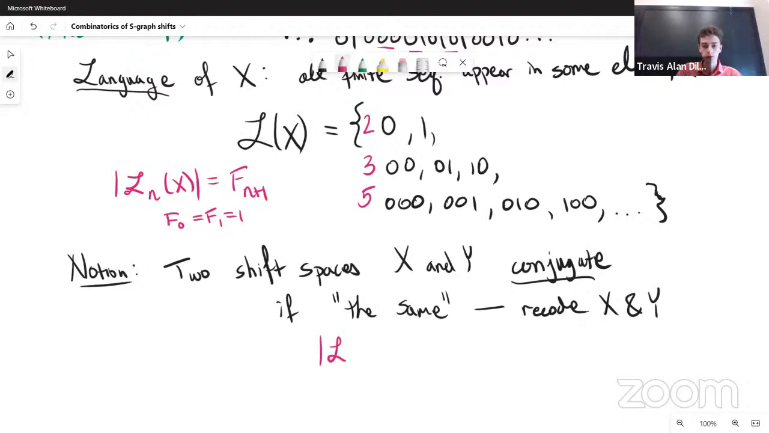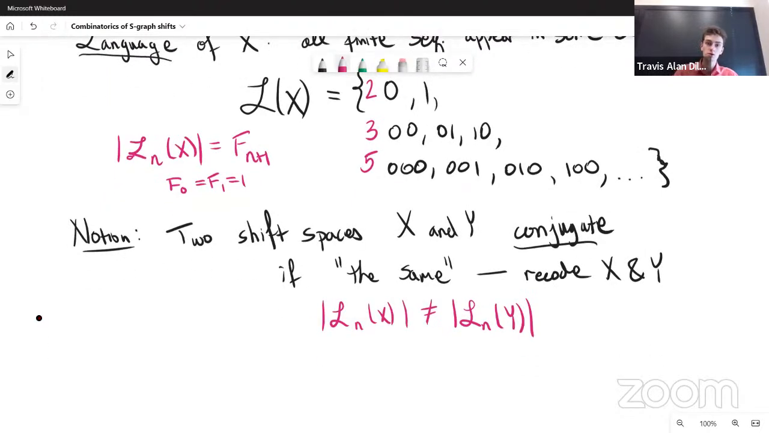Now, it turns out that in general, this is not true. If you have two conjugate shift spaces, the number of allowable words of a certain length is not necessarily the same. But you can still extract an invariant from this, which is called the entropy. So even though the number of words doesn't stay the same, the growth rate does.